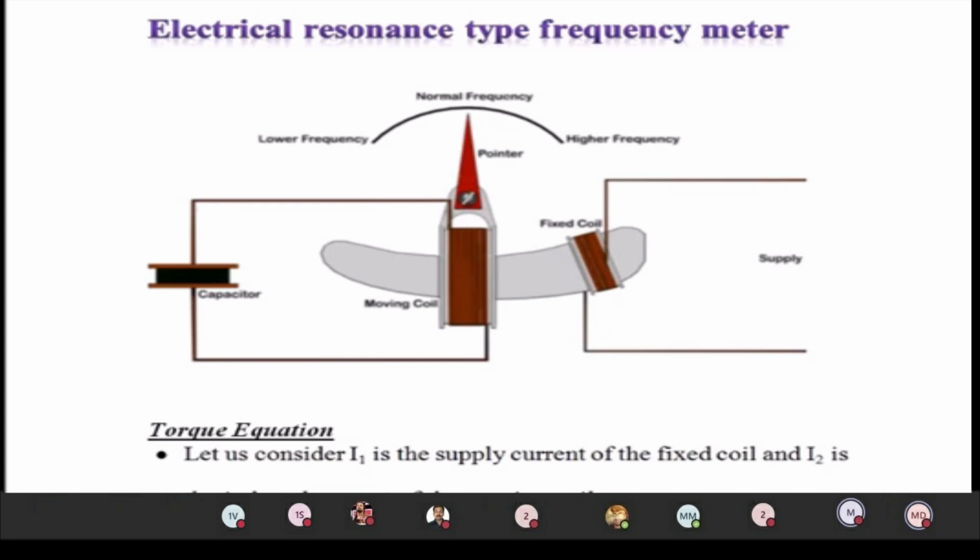And the second one: the EMF induced in the moving coil in turn will create a current in the coil. So now it will be acting as a current carrying conductor. When a current carrying conductor is placed in a magnetic field, it experiences a force. We can say a torque has been developed. So we can see how to find the torque equation here.